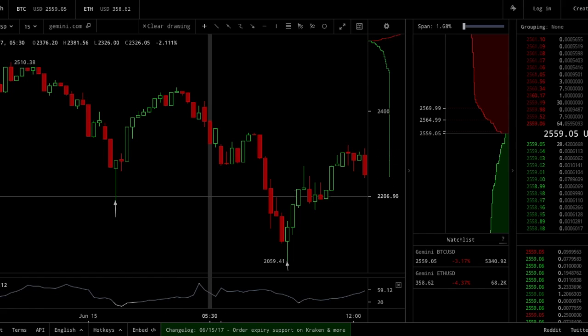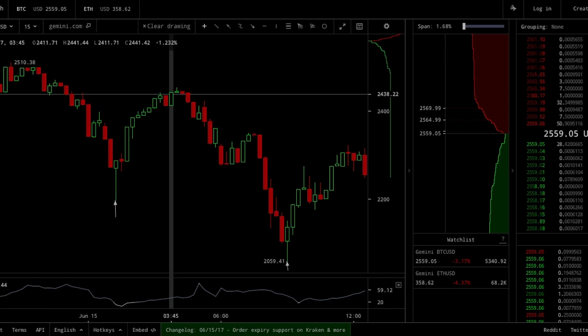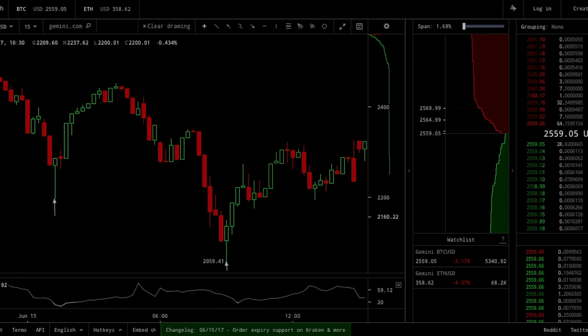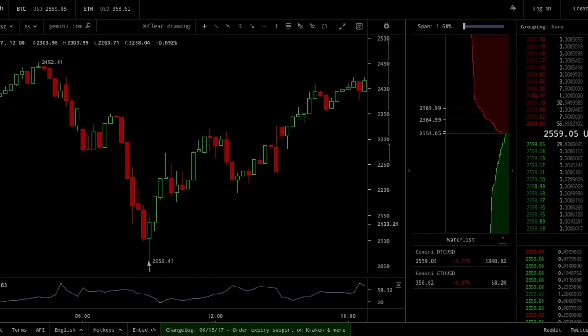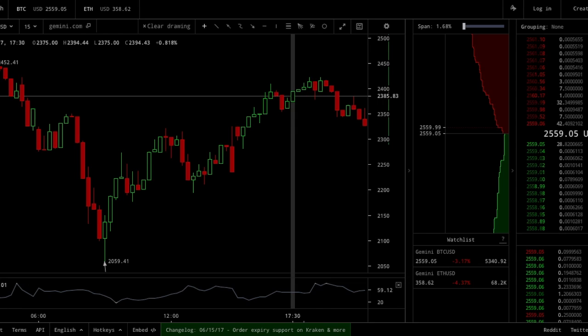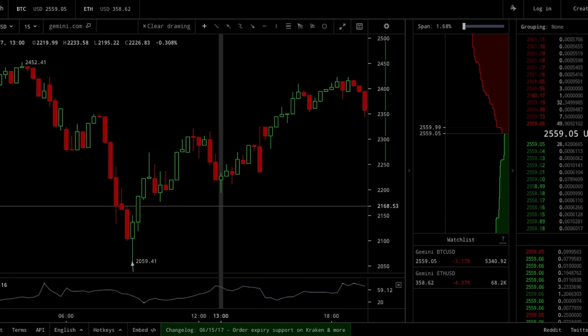So now we've covered tails, lower tails and upper tails, as you can see here and here, that show where price is rejected and how price is likely to move in the other direction of the tail. For example, lower tail, price moves upward as a rule of thumb. Higher tail, price moves downward.